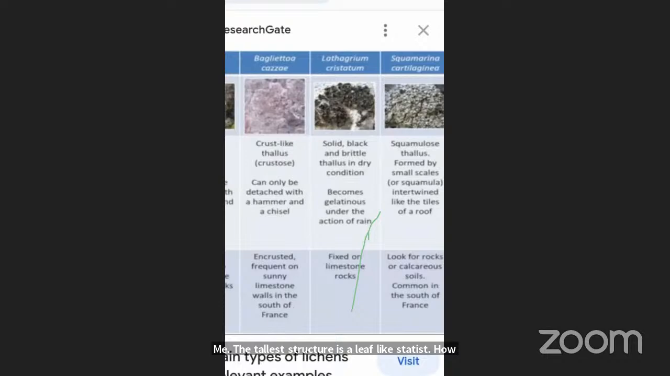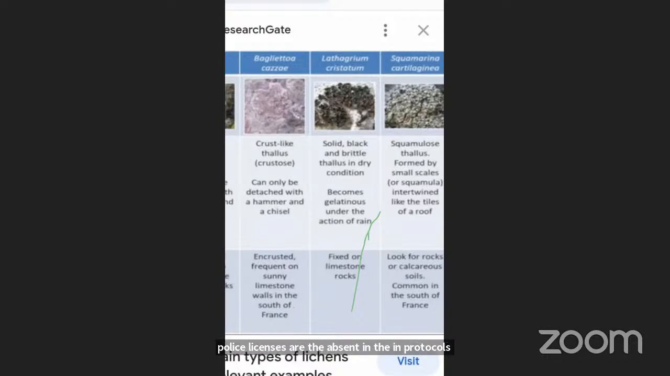Fruticose lichens. What are the fruticose lichens? These are extremely branched and appear like a small bush-like structure. The branches grow from the substrate and are cylindrical, and the central branch is called the axis. Rhizines are usually absent. Rhizines are present in foliose lichens and absent in fruticose lichens.